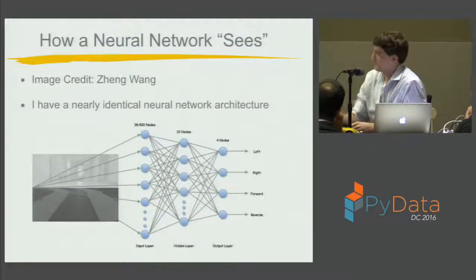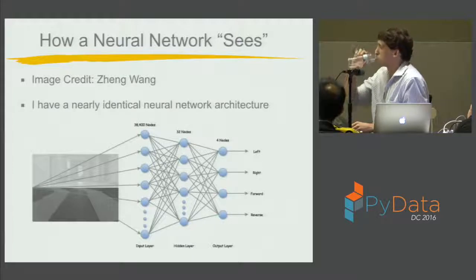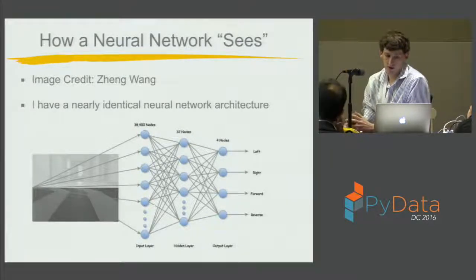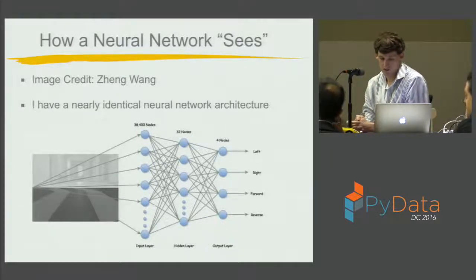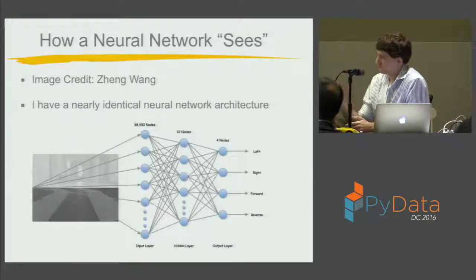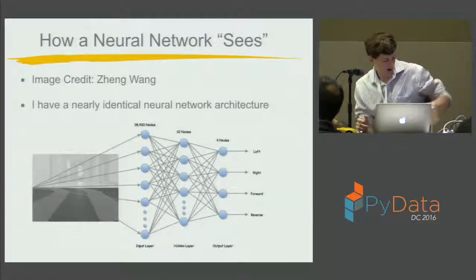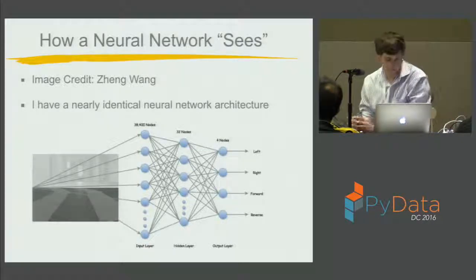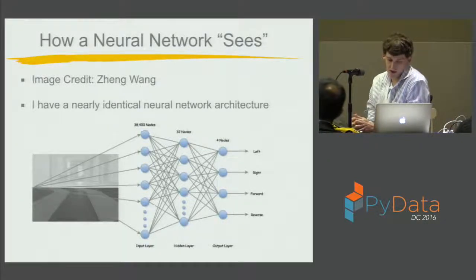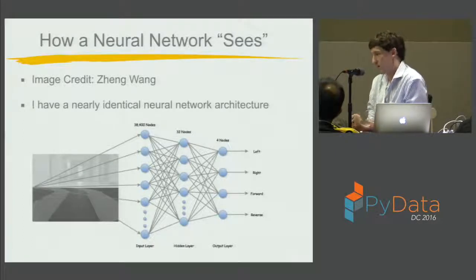So this is how a neural network sees. I actually got this image from Zheng Wang's blog, but it's really clever and does a good job of illustrating how my network works. So basically, we've got this image. I think his image was a lot smaller than mine. My images are 320 by 240 pixels. And because I'm not doing it in black and white, it's actually 3 color channels. So it comes out to be about 200 some thousand pixels per frame.